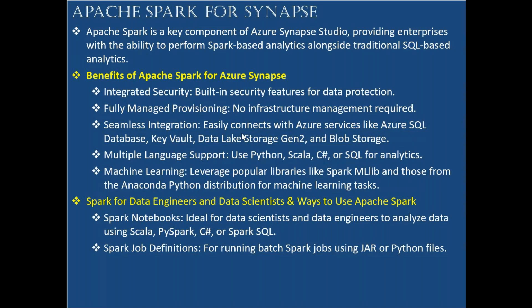Spark job definition is for running batch Spark jobs using a jar or Python file. What are notebooks? Notebooks are interactive, where you can write bits and pieces of code, execute it and see the result immediately. But when you say batch, you have to write the entire code in a file and submit that file. That is called a batch Spark job. Okay. Any questions, team?